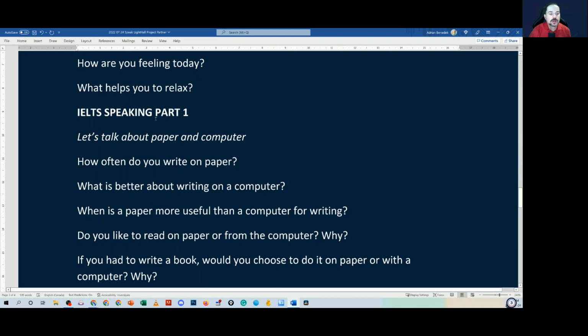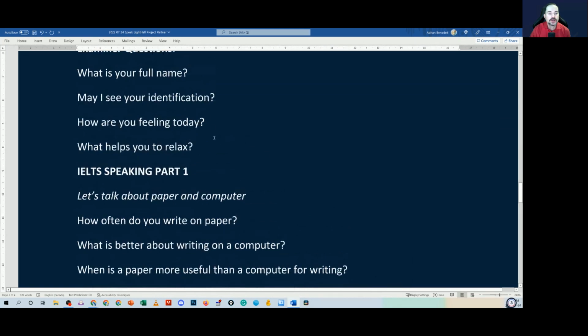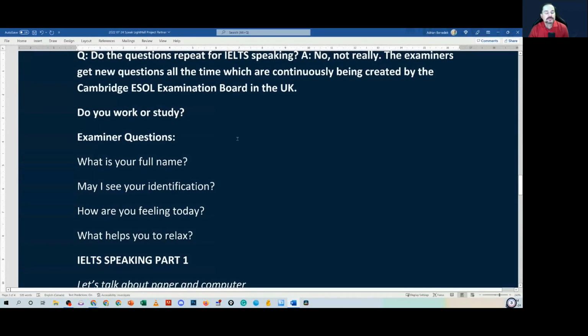Okay, so IELTS speaking part one. Let's talk about paper and computer, and we're going to do that in a minute. But let's get into it.